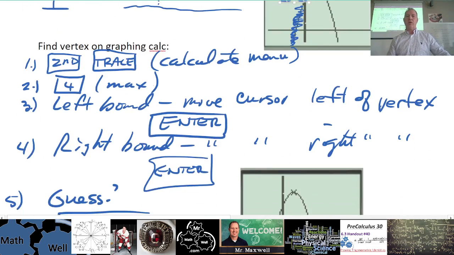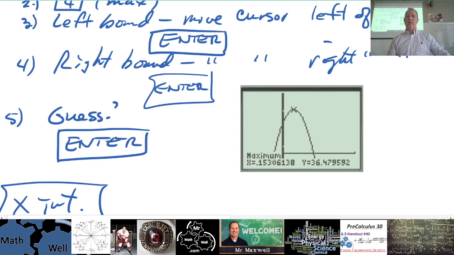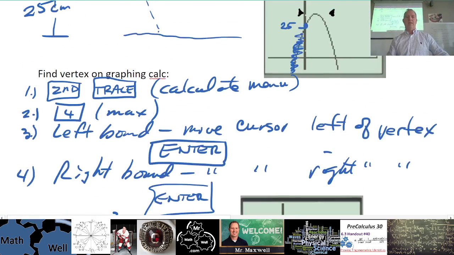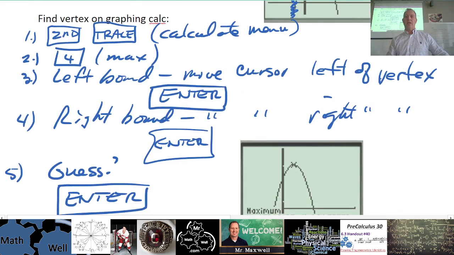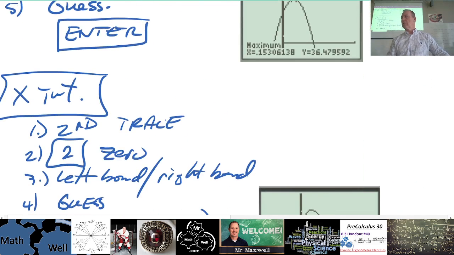The maximum, okay, what does this tell us? Well, this tells us the maximum value. So the question might ask, what's the maximum height above the surface of the water that the frog reached? That's this value right here, 36.4795 centimeters above the surface of the water, and so on. So finding intercepts and vertex can tell you a whole bunch of things about a real-life problem that involves a quadratic. Okay, any questions about how to use the calculator to find those two things?